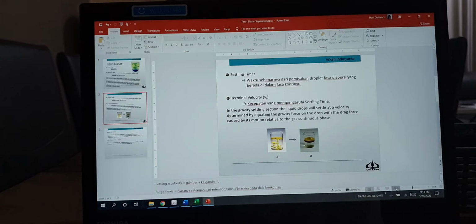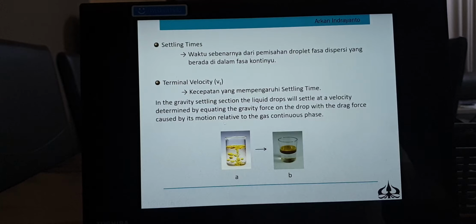So in the gravity settling section, the liquid drop will settle at the velocity determined by equating the gravity force on the drop with the drag force caused by the relative motion of the gas continuous phase. So the terminal velocity is the velocity at which settling occurs. There is a question on it.